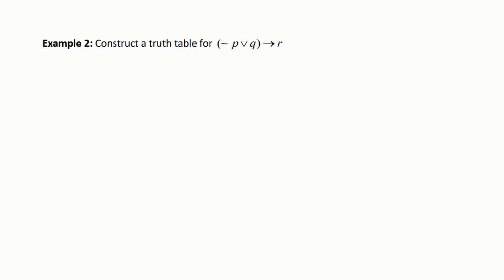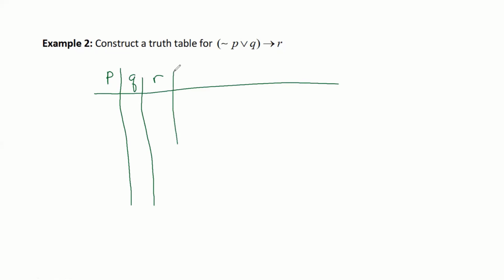Example 2, construct a truth table for the given statement. In parentheses, we have not P or Q, and then we have the if-then and R. So we're going to need three statements. We're going to need P, Q, and R. So we have true, true, true, true, true, false, true, false, true, and true, false, false.